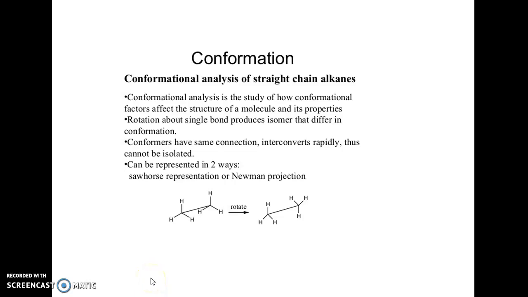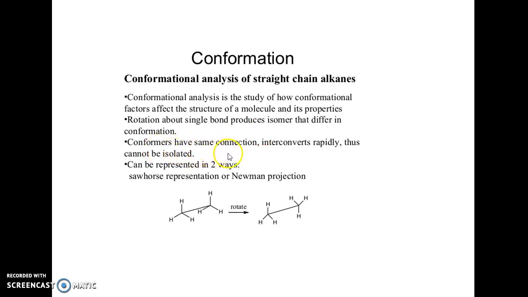Good morning, dear students. Today we will revise the conformation and conformational analysis of some of the straight chain alkanes. Conformational analysis is the study of how conformational factors affect the structure of a molecule and its properties. Here the conformations are usually obtained by the rotation of a single bond, which will produce isomers that differ in conformation, and these isomers obtained after the rotation are called conformers.